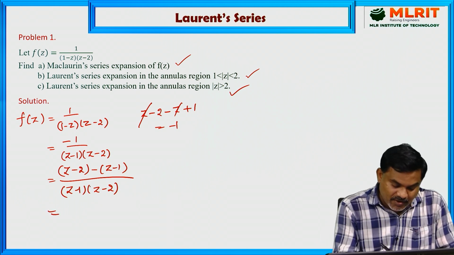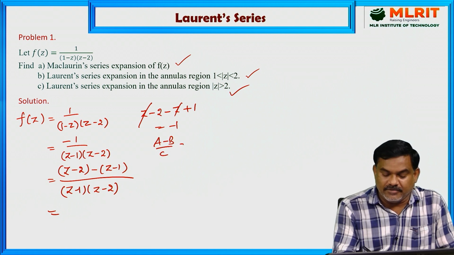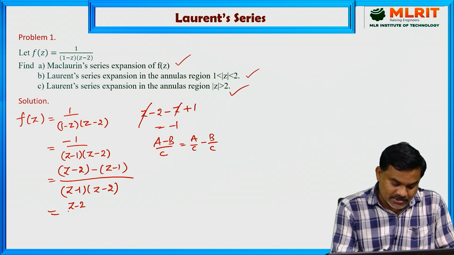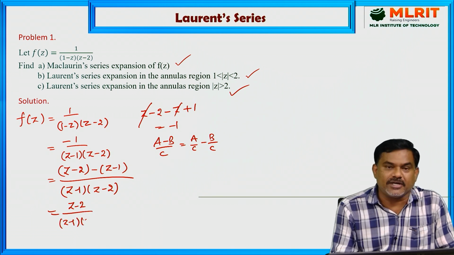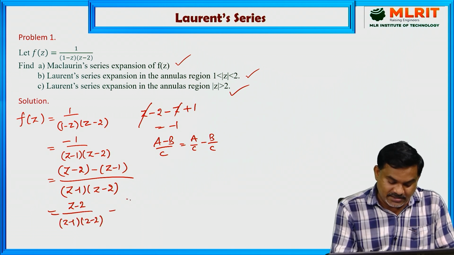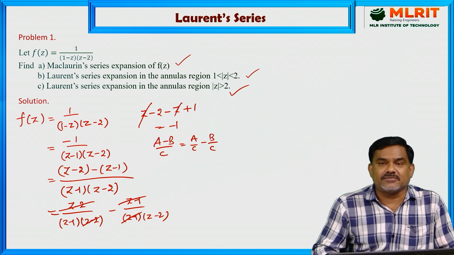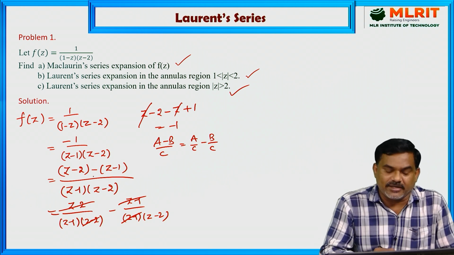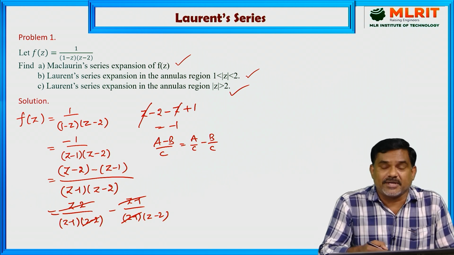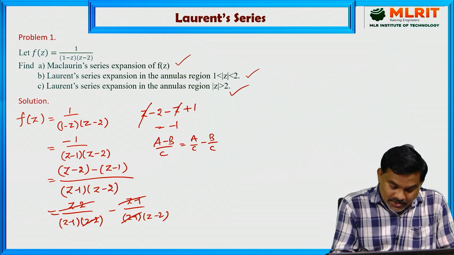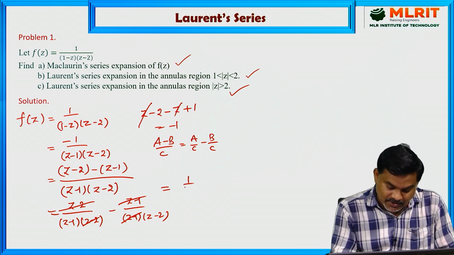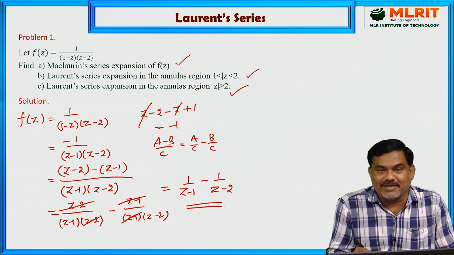So minus 1 can be written in this form. Now which is in the form of a minus b by c, which is a by c minus b by c. So split this into two parts, z minus 2 by z minus 1 into z minus 2, minus z minus 1 by z minus 1 into z minus 2. So these two get cancelled. That's why I simplified the numerator using the same terms which are present in the denominator, so that this expression becomes 1 by z minus 1 minus 1 by z minus 2. So this is the given f of z.